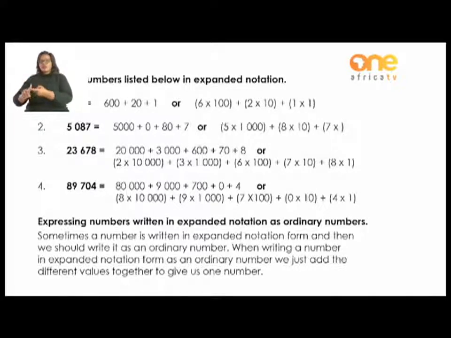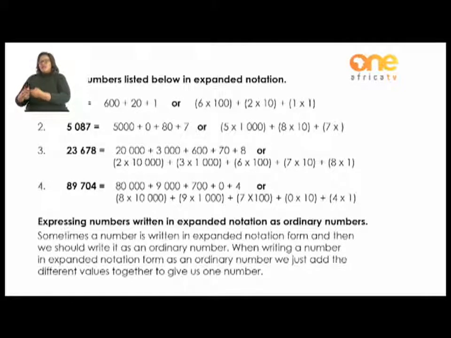And if we use the multiplication part, then we say 8 times 10,000, which is equal to 80,000, plus 9 times 1,000, which is equal to 9,000, plus 7 times 100, which is equal to 700, plus 0 times 10, which is equal to 0, and 4 times 1, which is equal to 4.